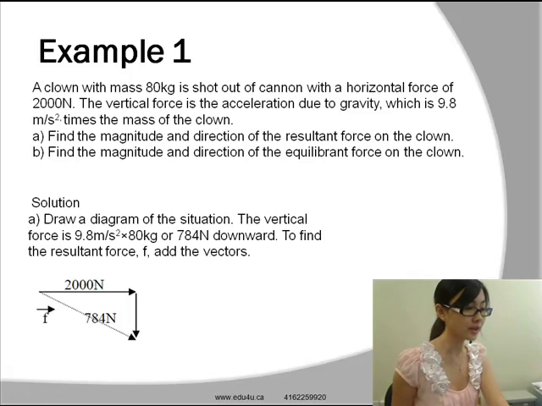Anytime we're asked to solve these questions, the easiest thing to do is draw a diagram. In this case, we have a horizontal of 2,000 newtons because it says the horizontal force of 2,000 newtons. And then we will have the force due to gravity, which is 9.8 times the mass of the clown, which is 80, and that will give us 784 Newton, and that will be this line pointing straight down. The resultant vector, when we add these two together, will be the force, which is what we try to find in question A.